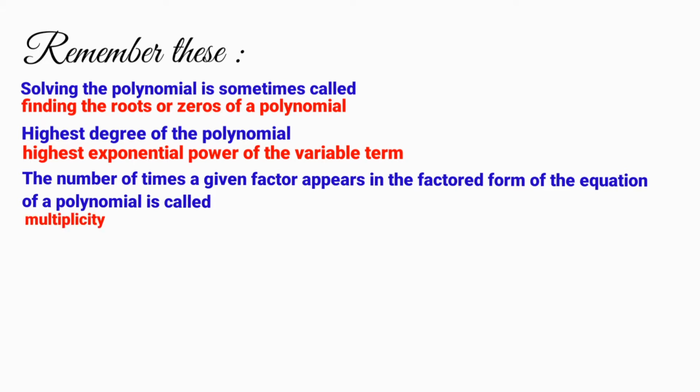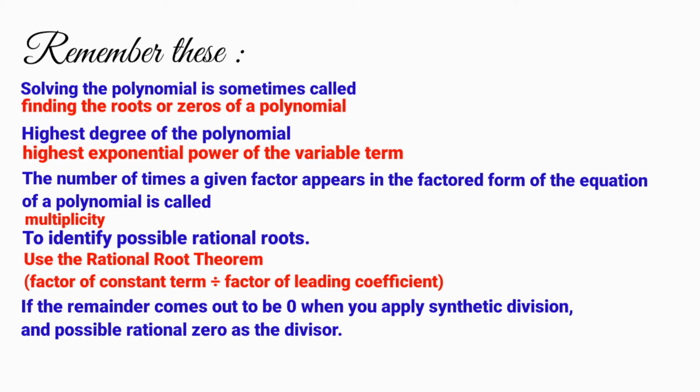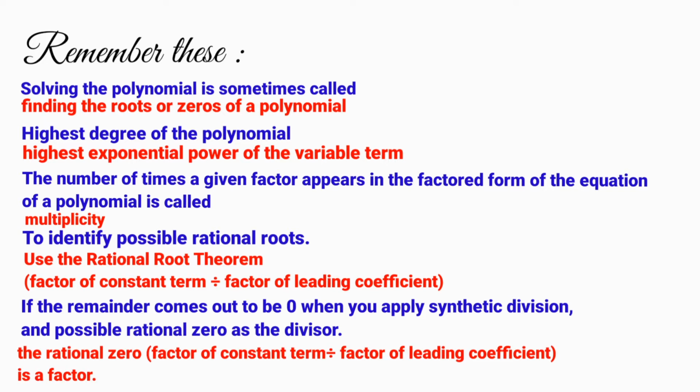multiplicity. To identify possible rational roots, use the rational root theorem: the factor of the constant term divided by the factor of the leading coefficient. If the remainder comes out to be 0 when you apply synthetic division with a possible rational zero as the divisor, the rational zero, which is the factor of the constant term divided by the factor of the leading coefficient, is a factor. Now, let's solve it.